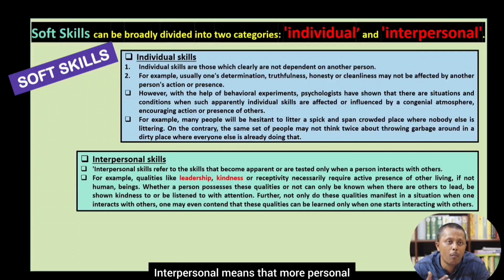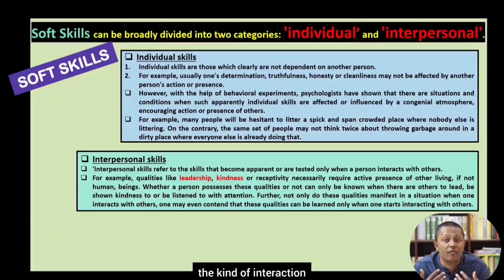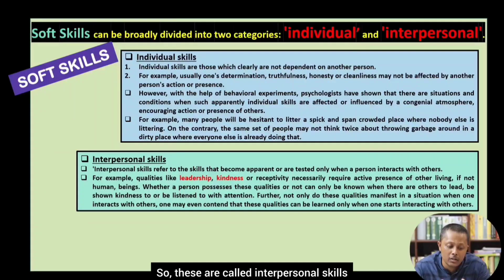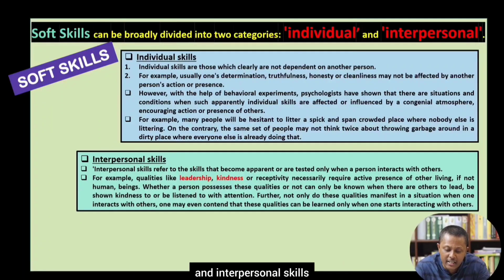Interpersonal means more personal, more dependent on your attitude towards others, more dependent on the kind of activity that you show in front of others, the kind of attachment and the kind of interaction that you have with others. So these are called interpersonal skills. So these are two types of skills: individual skills and interpersonal skills.